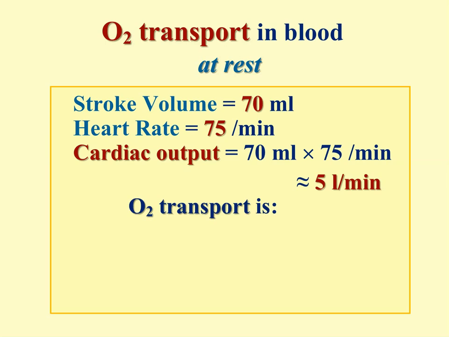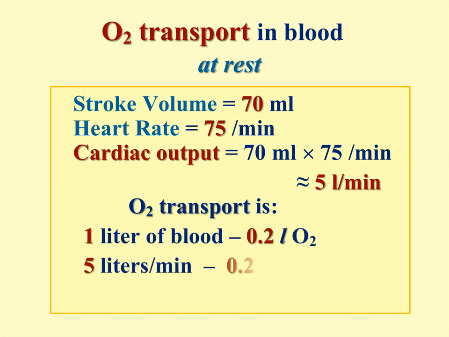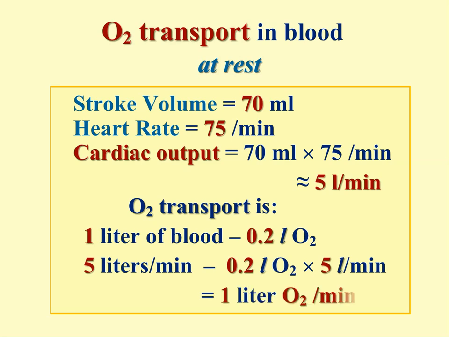Therefore, if you recall that each liter of blood transports 200 milliliters or 0.2 liters of oxygen, 5 liters transport 5 times more. So it makes exactly 1 liter of oxygen per minute. This is oxygen delivery each minute for the resting state, for a person with hemoglobin 150.